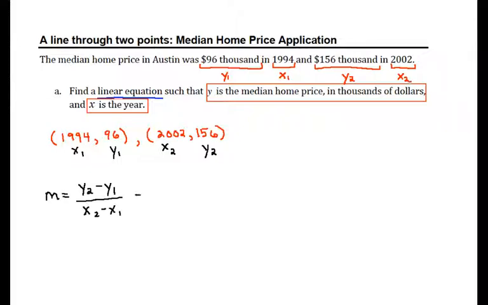So the slope of this, I'm going to do 156, where I ended up, minus where I started, minus 96, and again with the years, where I ended up minus where I started. This gives me 60 divided by 8 years, which turns out to be 7.5.